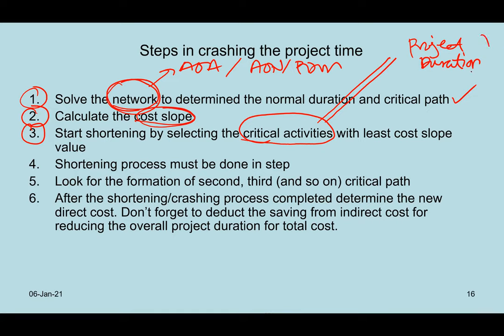Remember, we already established the concept. The overall project duration is derived by the critical path. Remember, the critical path is the one that determines the project duration. You don't have to solve the network until the end. From the forward pass, you already know which is the longest route from the start of the project to the end of the activity. That determines the project duration.